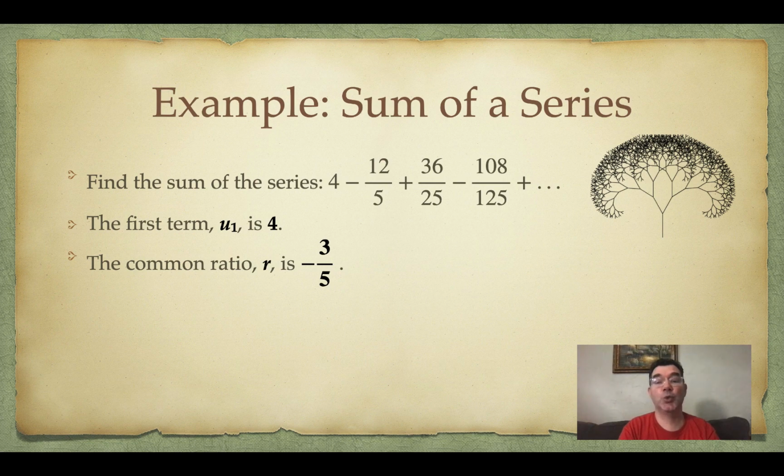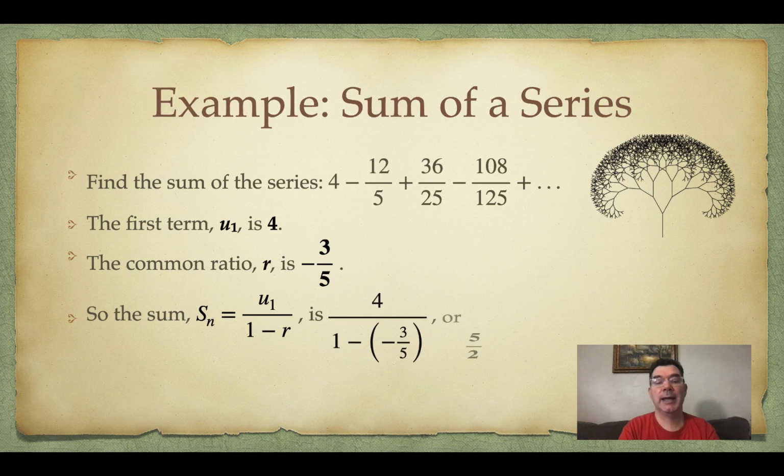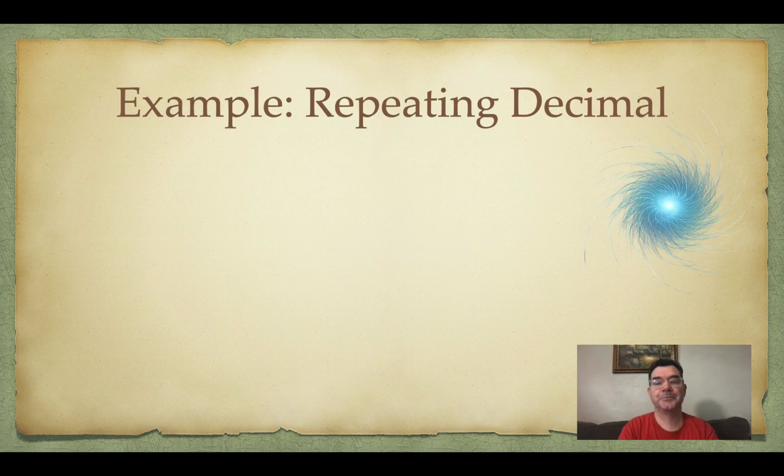So I have my U1 value, I have my R value, and I can plug them into the formula and get that the sum is going to be 4 over 1 minus negative 3/5, which ends up being 5/2. So that sum adds up to 5/2, or 2.5. So let's look at an application of this.